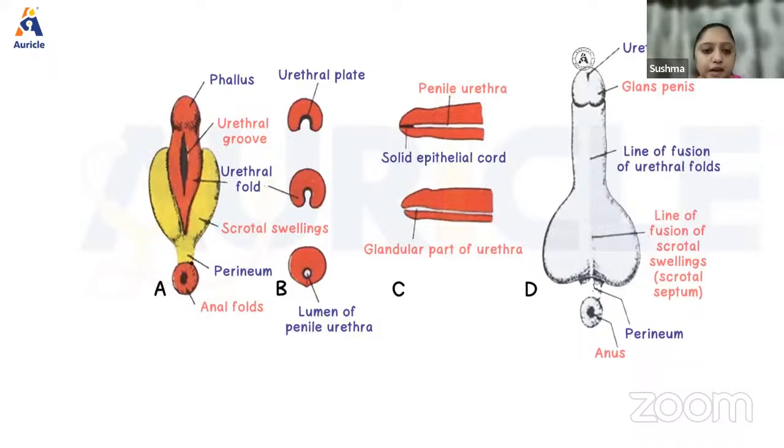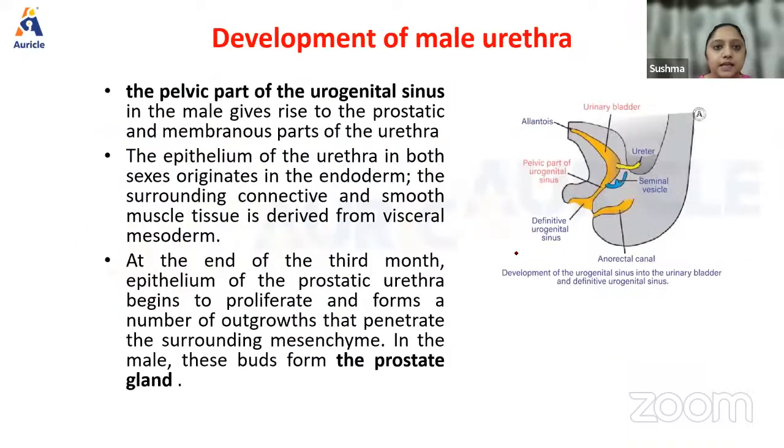Now look at this diagram, guys. This is where the urethral outlet is, and this is the structure of an adult male penis, and this is the glans, and this is the line of fusion of the urethral folds and the line of fusion of the scrotal swelling. So that is why the urethral outlet is present on the midline, and this is the perineum, and here is the anus.